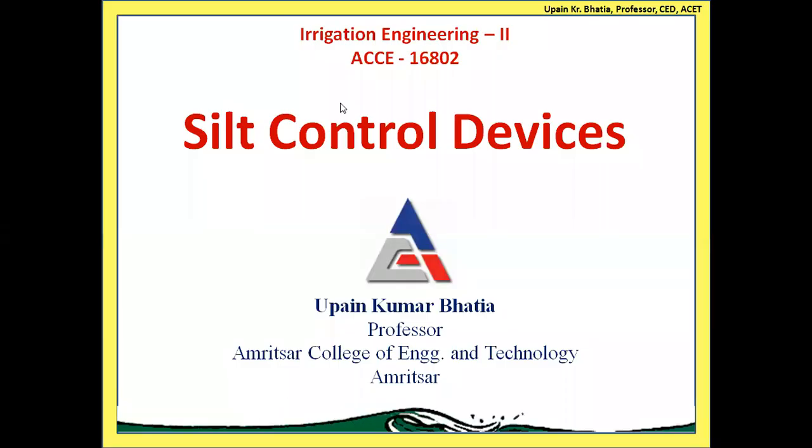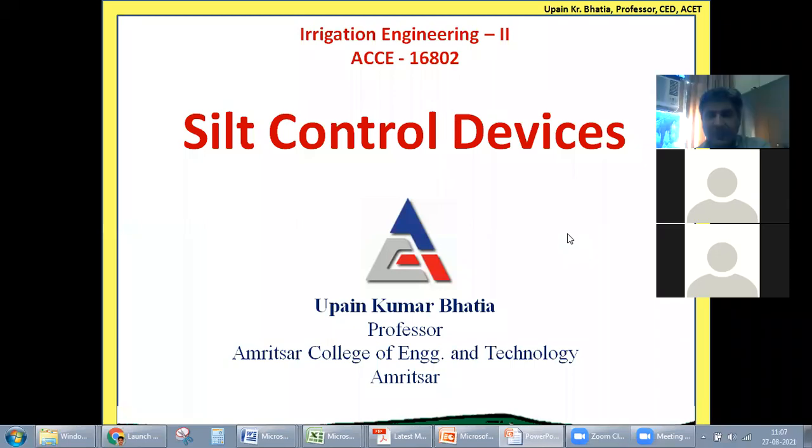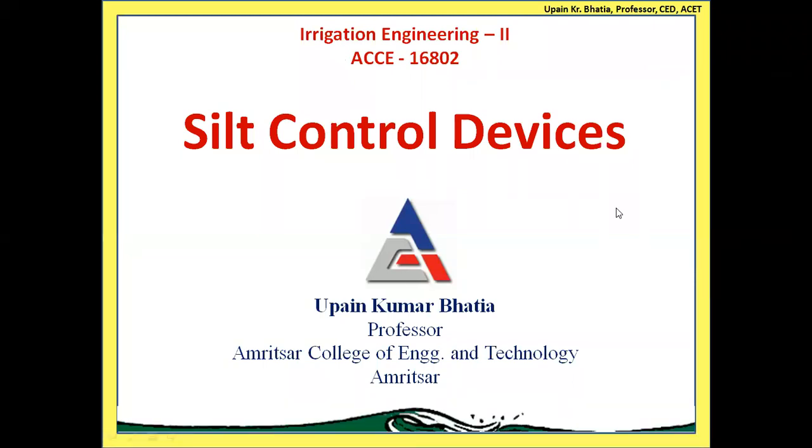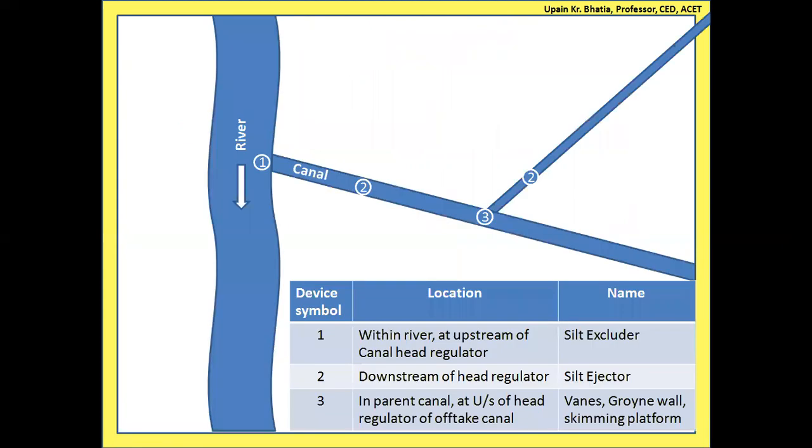So let us recall for some time what we did in the previous lecture. We discussed the silt control devices. In this particular diagram, we considered the location of the silt control devices to be provided. And we discussed that there are three types of silt control devices, with device symbol 1 to be provided just before the diversion of water.